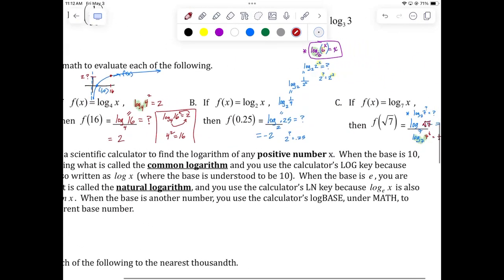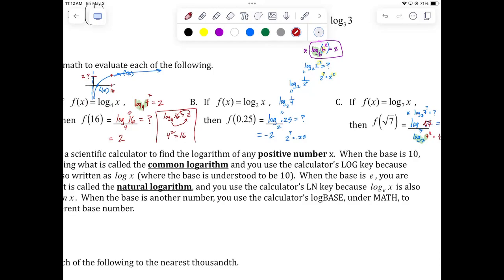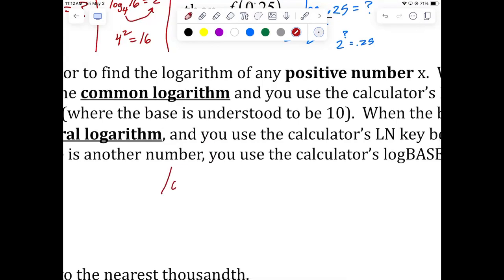All right, so let's talk a little bit about two bases that show up quite a bit for logs. Okay. If you use log base 10, it is so common, we call this the common base. And because it's so common, we tend to write it without a subscript.